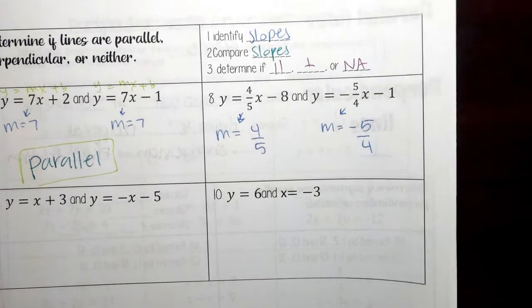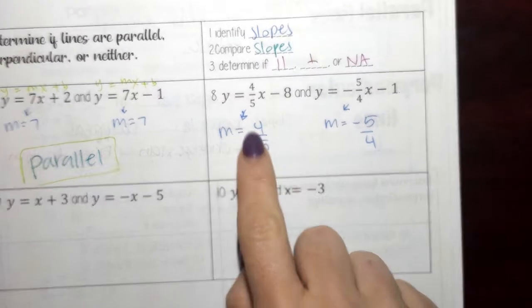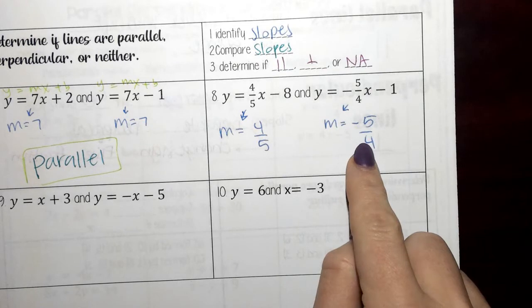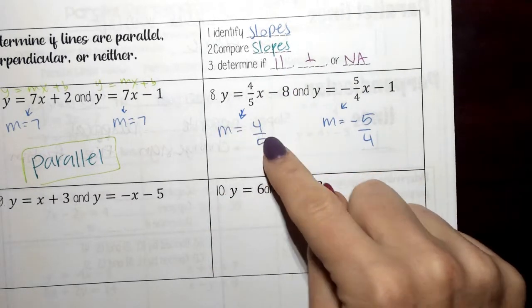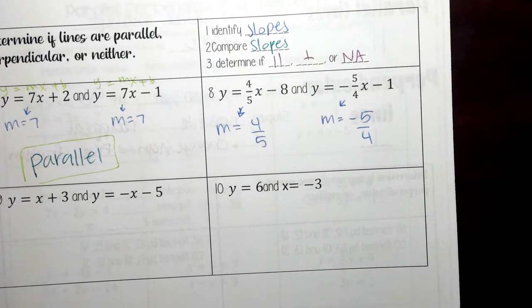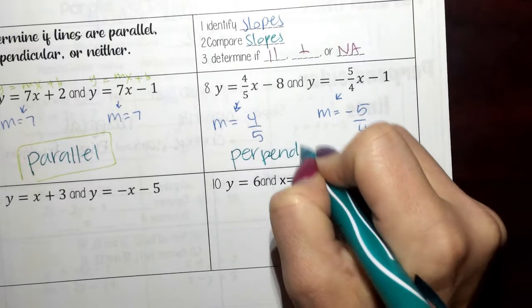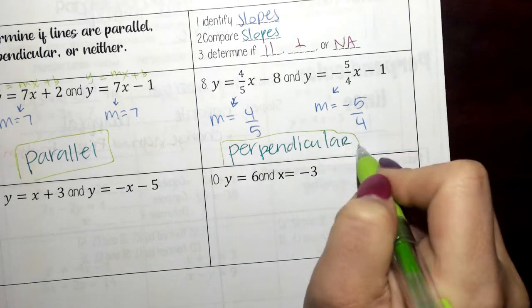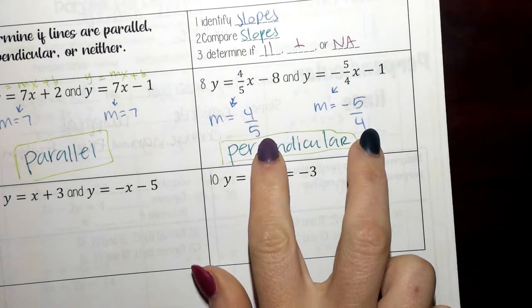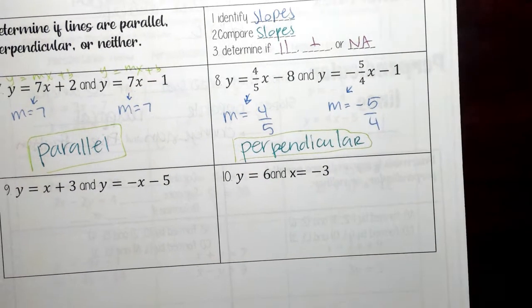Let's see if they are opposite reciprocals. So we would change the sign, meaning this one's positive, this one's negative, okay? And then we flip the fraction. So this is 4 over 5, that's the flipped fraction of it. So this is perpendicular. So this is what perpendicular slopes look like. One's positive, one's negative, and then their fractions are flipped versions of each other.